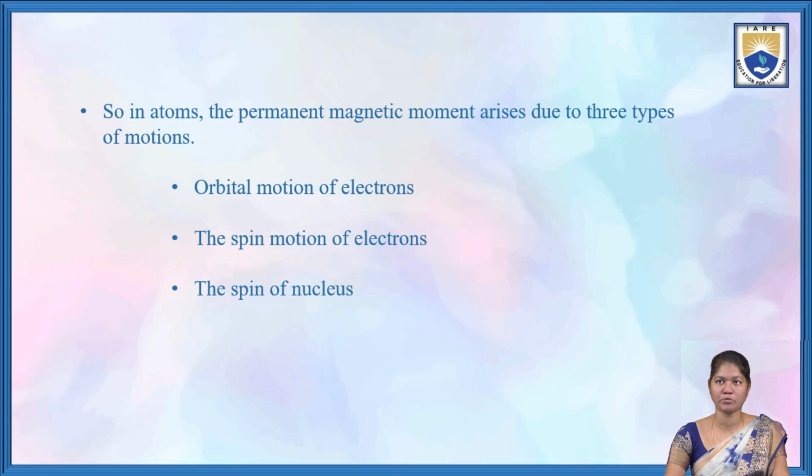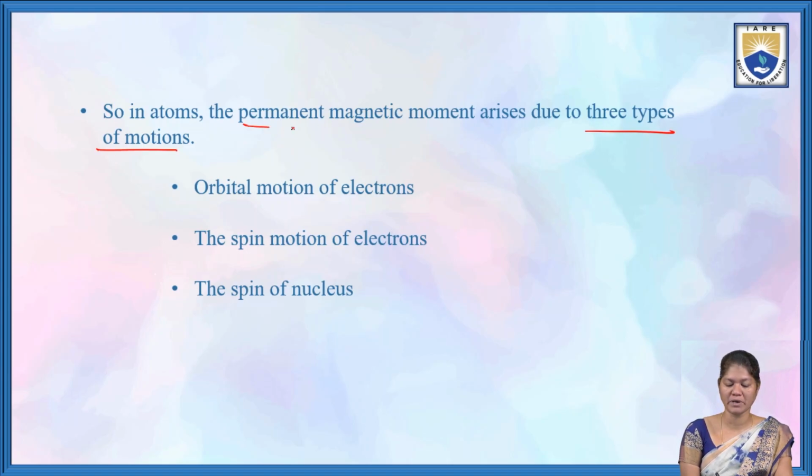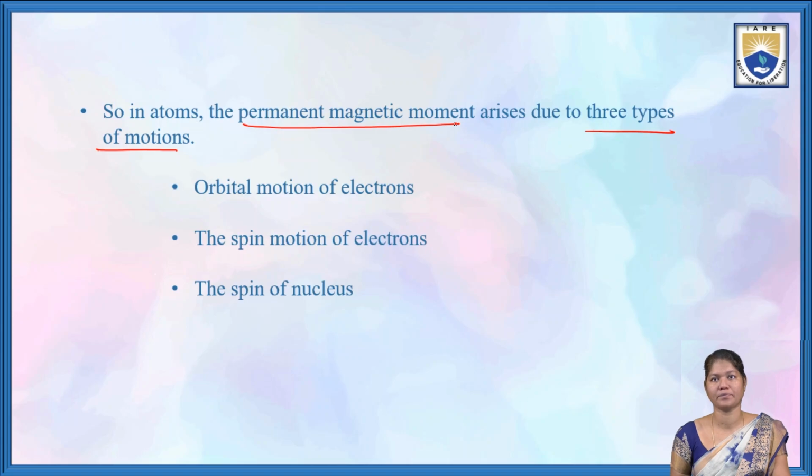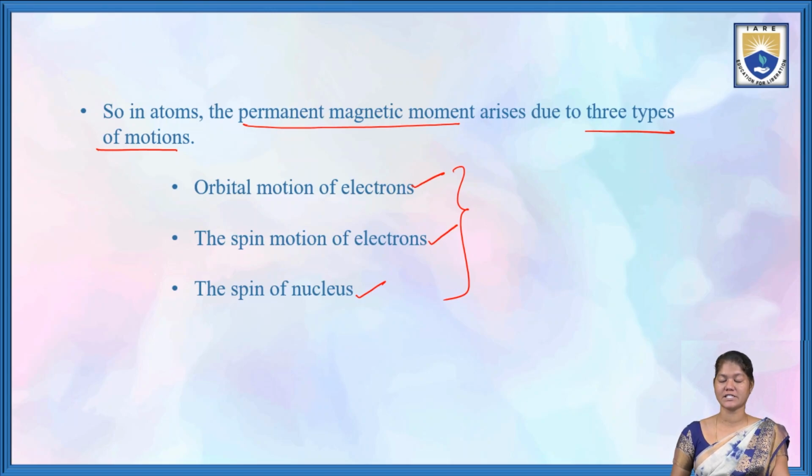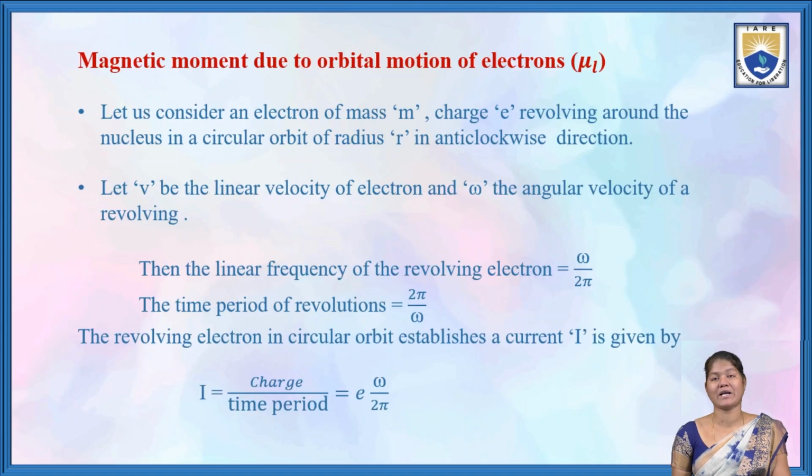So in atoms, the permanent magnetic moment arises due to three types of motions: the orbital motion of electrons, the spin motion of electrons, and the spin of the nucleus. These three types of magnetic moments arise in the atom. Let's see the magnetic moments one by one.